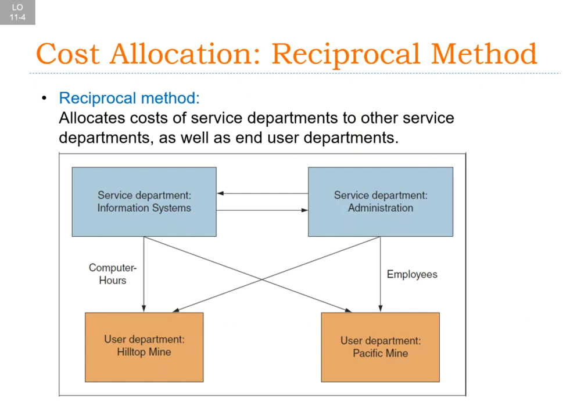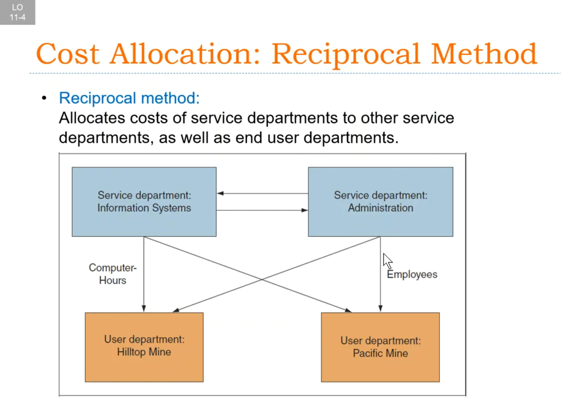In this video, we're going to take a look at service department cost allocation using the reciprocal method. We're going to revisit our example with the Carlisle Coal Company. The reciprocal method allocates cost of service departments to other service departments as well as the end user departments.